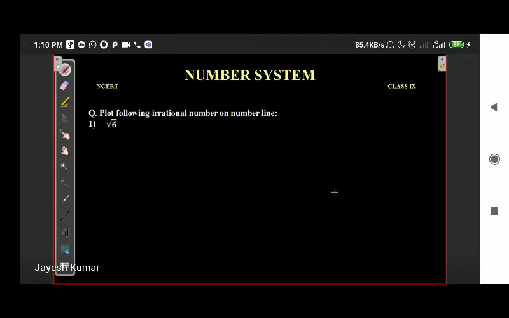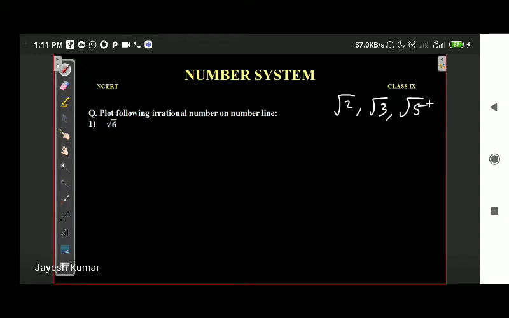Today we are going to continue with plotting of the irrational number on the number line. We have already discussed numbers like under root 2, how to plot under root 2, under root 3 and under root 5. Those all were in your NCERT. Today we are going to discuss under root 6 and some other numbers.